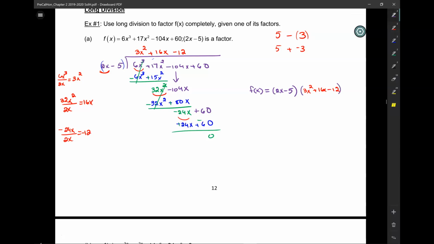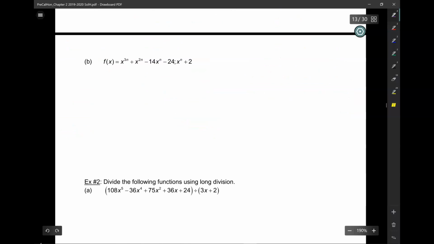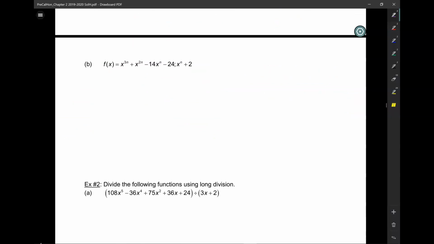Okay, now, my instructions say use long division to factor completely. So let's factor some more. 2x minus 5. And then the red one, I need to factor some more. So I get 3x minus 2, x plus 6. Okay? So we've done this last year. So let's move it up a notch.